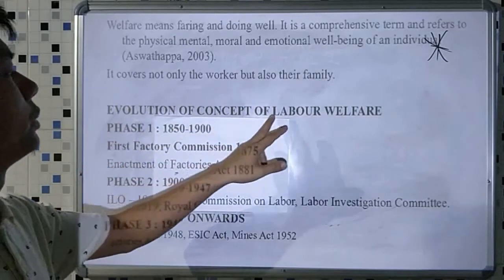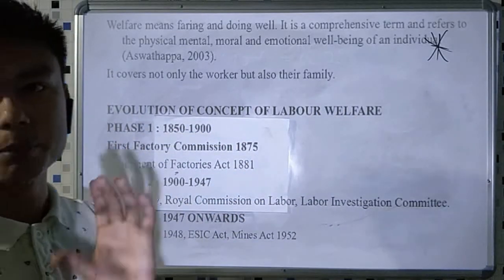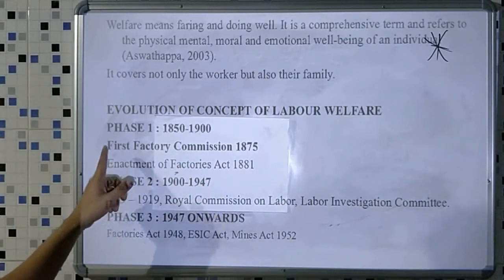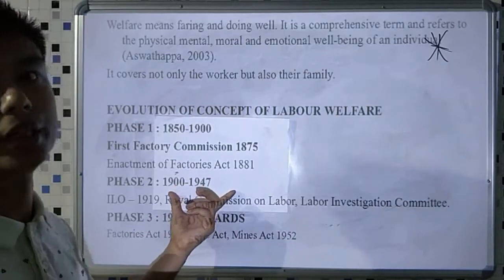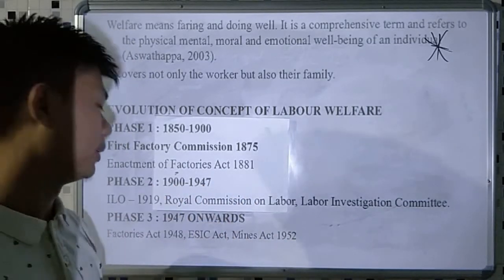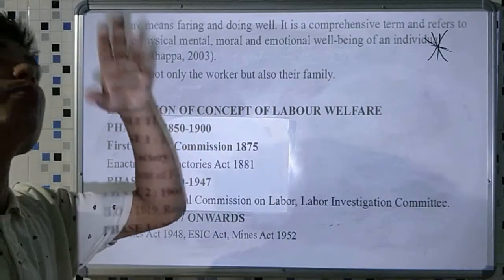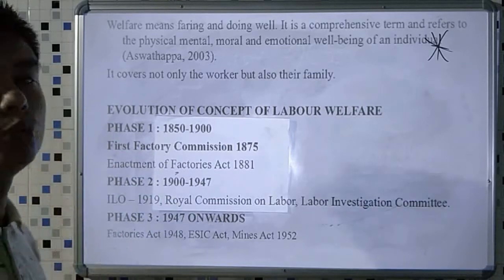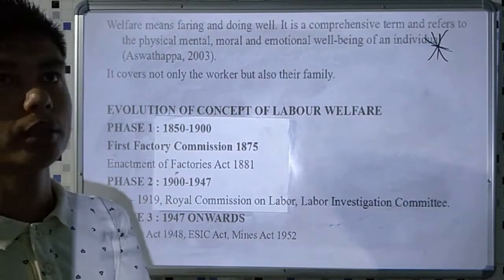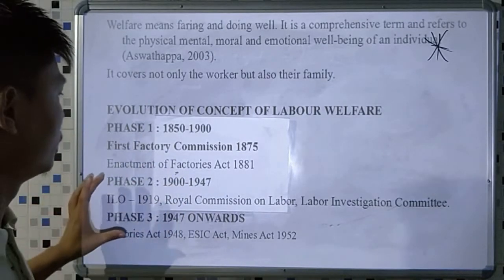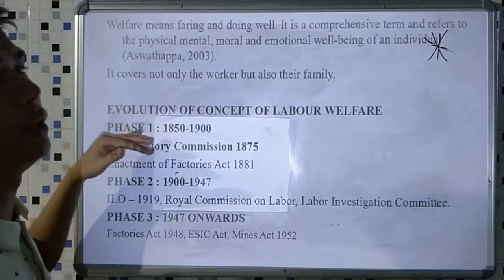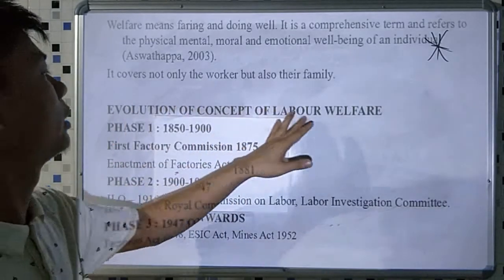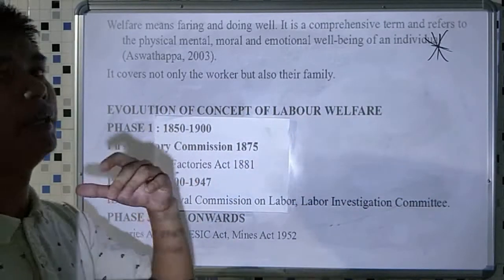Now, evolution of the concept of labor welfare. From the book which I am referring to, I found there are three phases. Phase 1 is 1850 to 1900, and phase 2 is 1900 to 1947, that is during the independence period, and phase 3 is after independence, that is 1947 onwards. You can relate these phases with trade unions. When we go to the trade union chapter, we can find phase 1, phase 2, phase 3, and we will speak more about how trade unions emerged and when the trade union movement started. As of now, it is related, but I'll only be dealing with labor welfare. So phase 1 is 1850 to 1900.